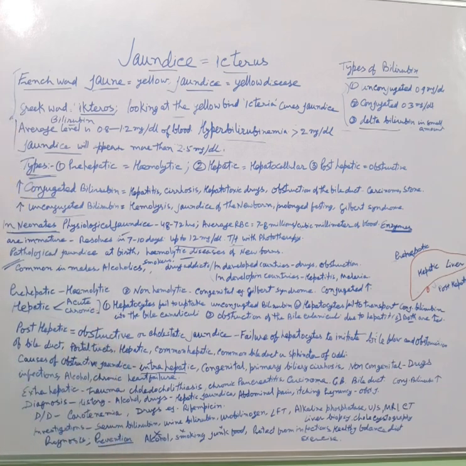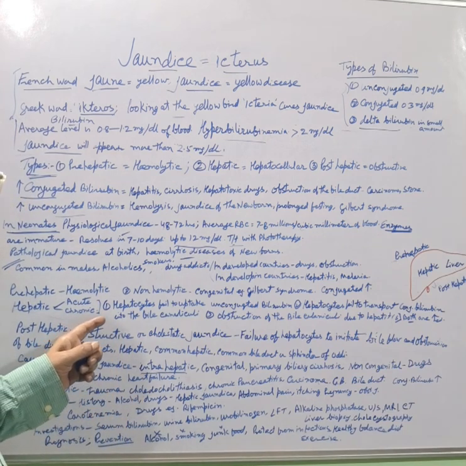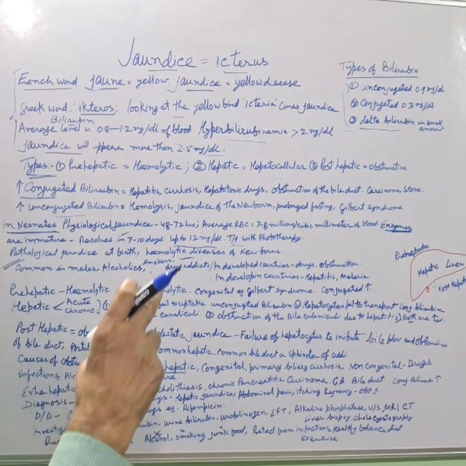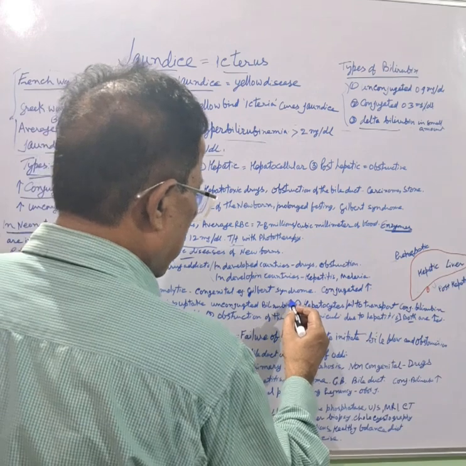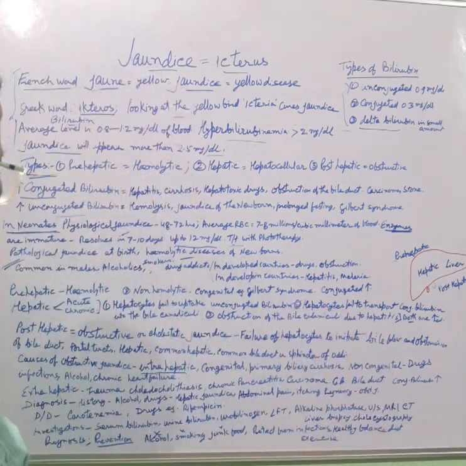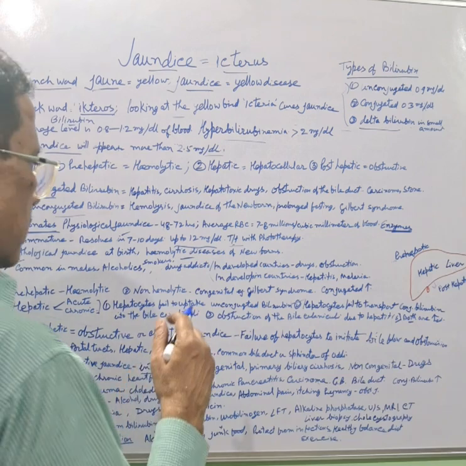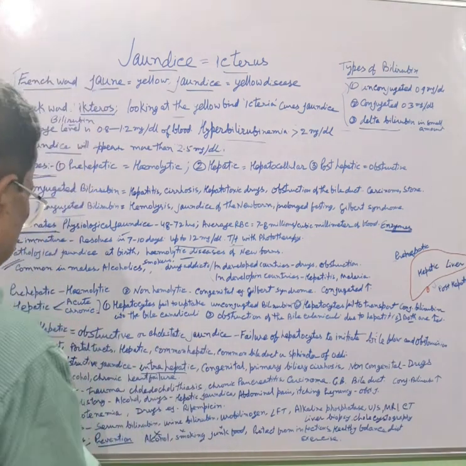Here, three things may be defective. First, hepatocytes fail to uptake unconjugated bilirubin. Second, hepatocytes fail to transport conjugated bilirubin into the bile canaliculi, and this is the rate limiting step. And third is obstruction of the bile canaliculi due to hepatitis. In this case, conjugated and unconjugated both are increased, but more conjugated bilirubin is raised.